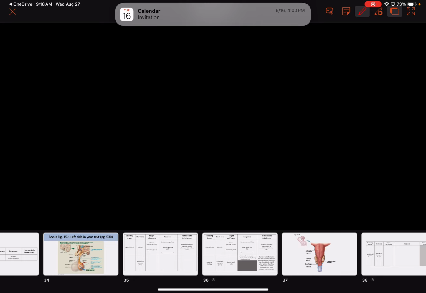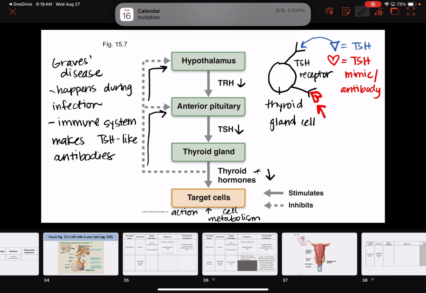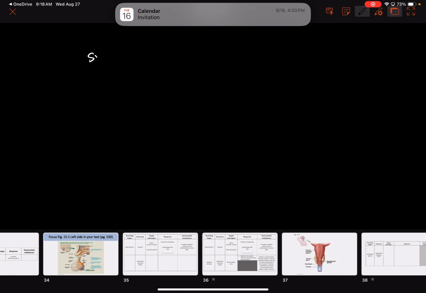People with Graves' disease have this continuous binding to the thyroid gland cells to produce thyroid hormone, even when the body doesn't call for it, so they will have lots of signs and symptoms of that because you're increasing cell metabolism when your body doesn't need it. And for the signs and symptoms of that, I'm going to put it on my board here so I have more room.